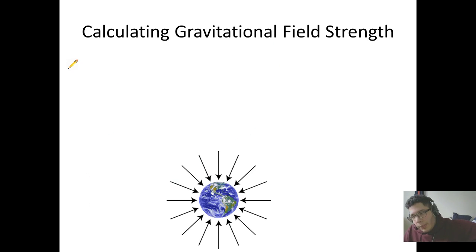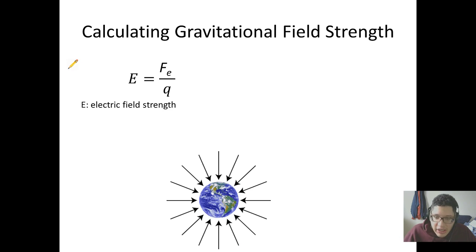Okay. Now, calculating gravitational field strength. So, when we calculated electric field strength, we used this formula, E equals Fe over Q, where E was the electric field strength. I'll go back.